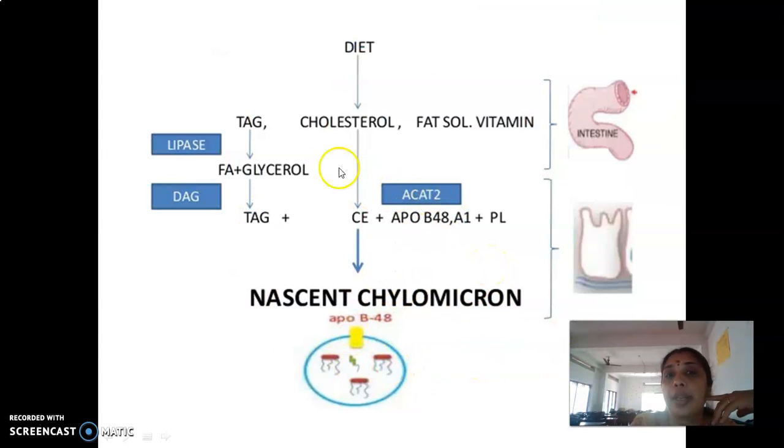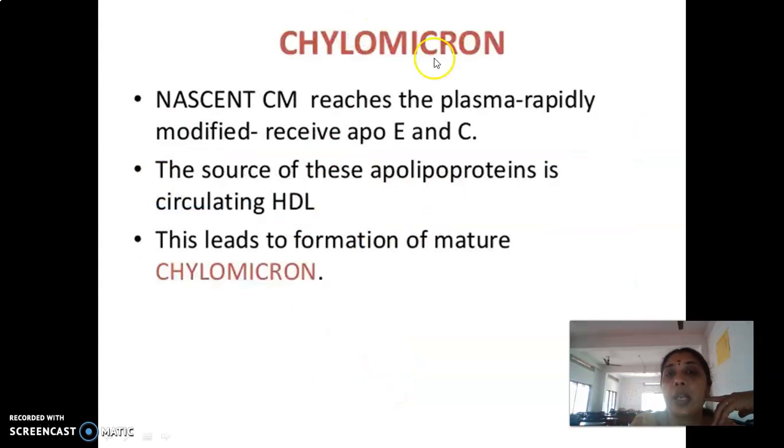So in the nascent chylomicron, the dietary TG, cholesterol, and fat soluble vitamins are there. All of them will be packed into nascent chylomicrons. Then these nascent chylomicrons reach the plasma and receive ApoE and ApoC, right? It's undergoing modification. ApoC is mainly ApoC2, right?